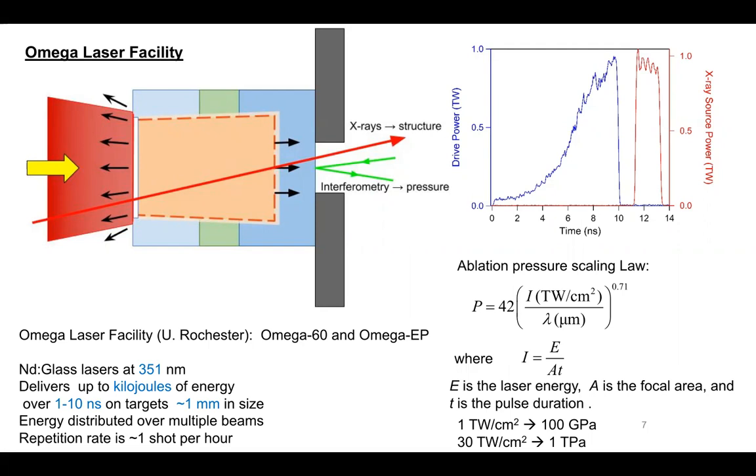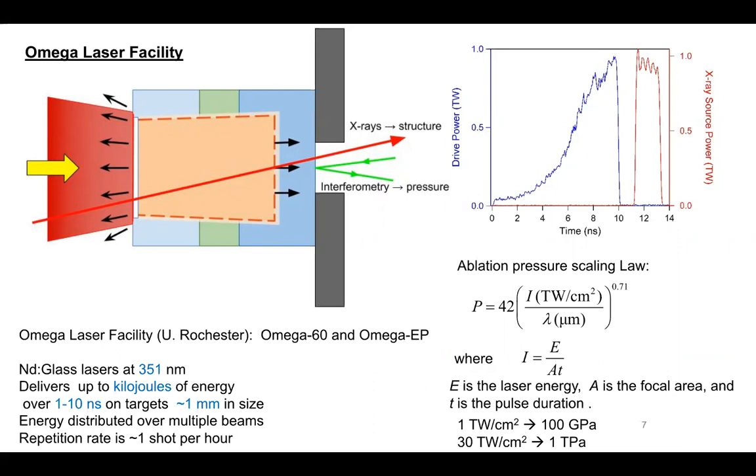These operate at 351 nanometers, and they can deliver up to kilojoules of energy. The pulse lengths can be up to 10 nanoseconds on targets that are order millimeter in size. And the repetition rate is very roughly about 1 shot per hour. So in a day, you can maybe get 12 shots or something. So it's a pretty good shot rate.